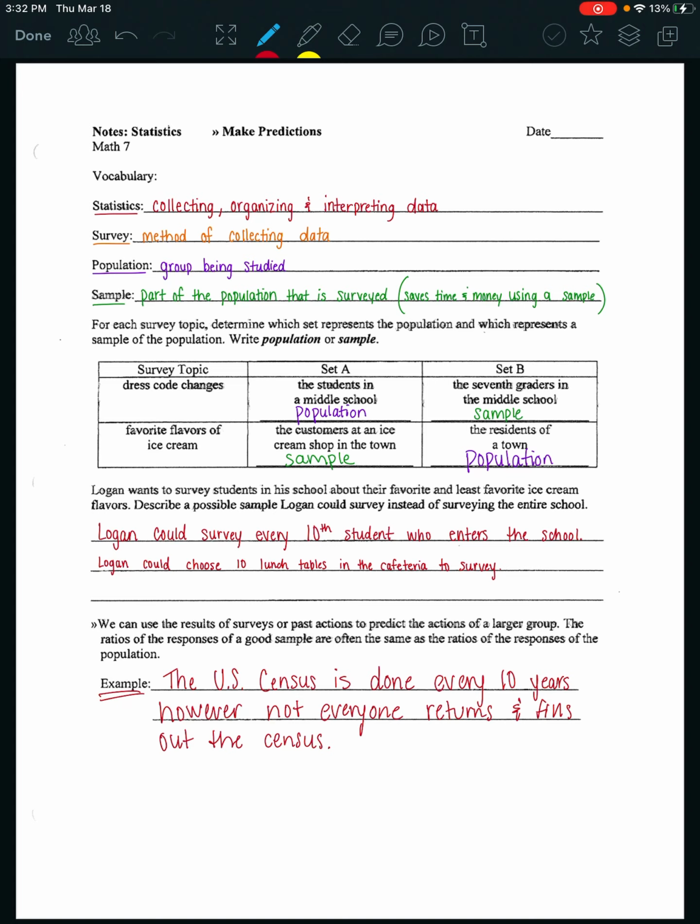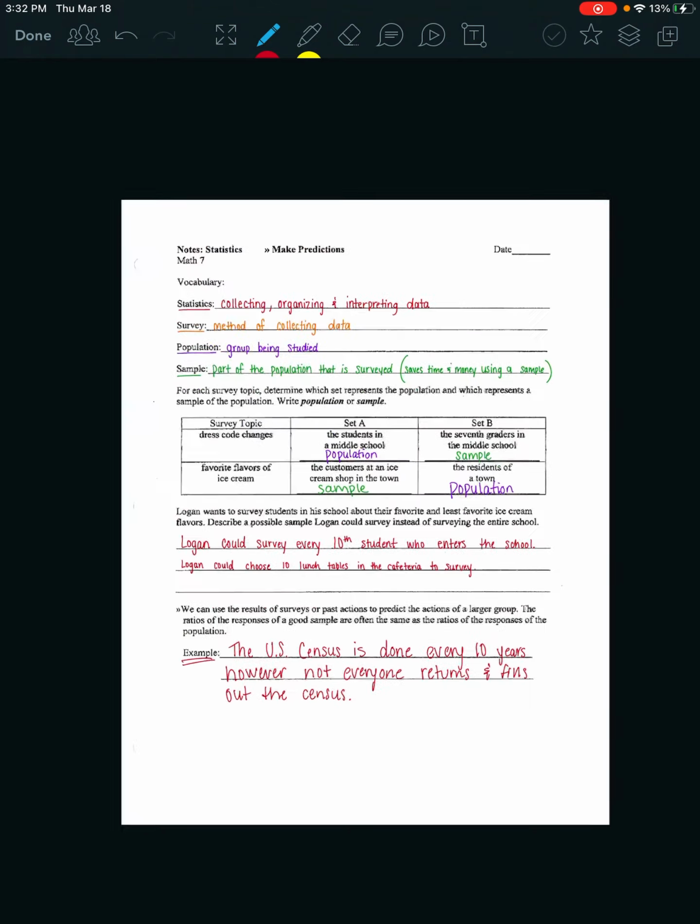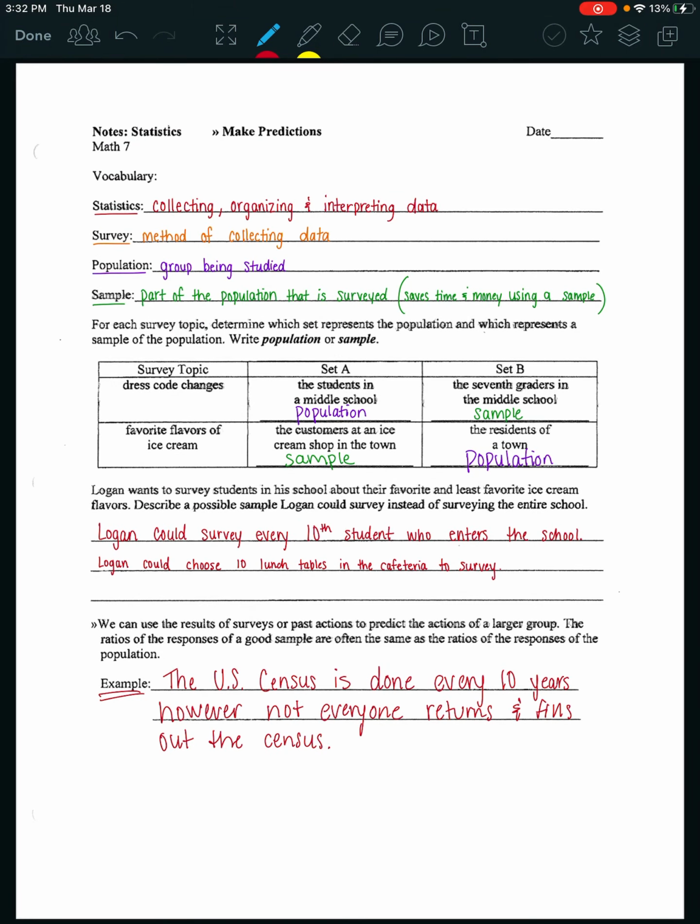So that is our first lesson on starting to think about collecting information, then what do we do with that information, and then we're going to talk about different ways that we can represent the information that we collect so that it's easier to interpret and easier to understand. So there's that first lesson. There is an example or a worksheet then where we're going to look at situations and we're going to decide which group is the population and which group is the sample.